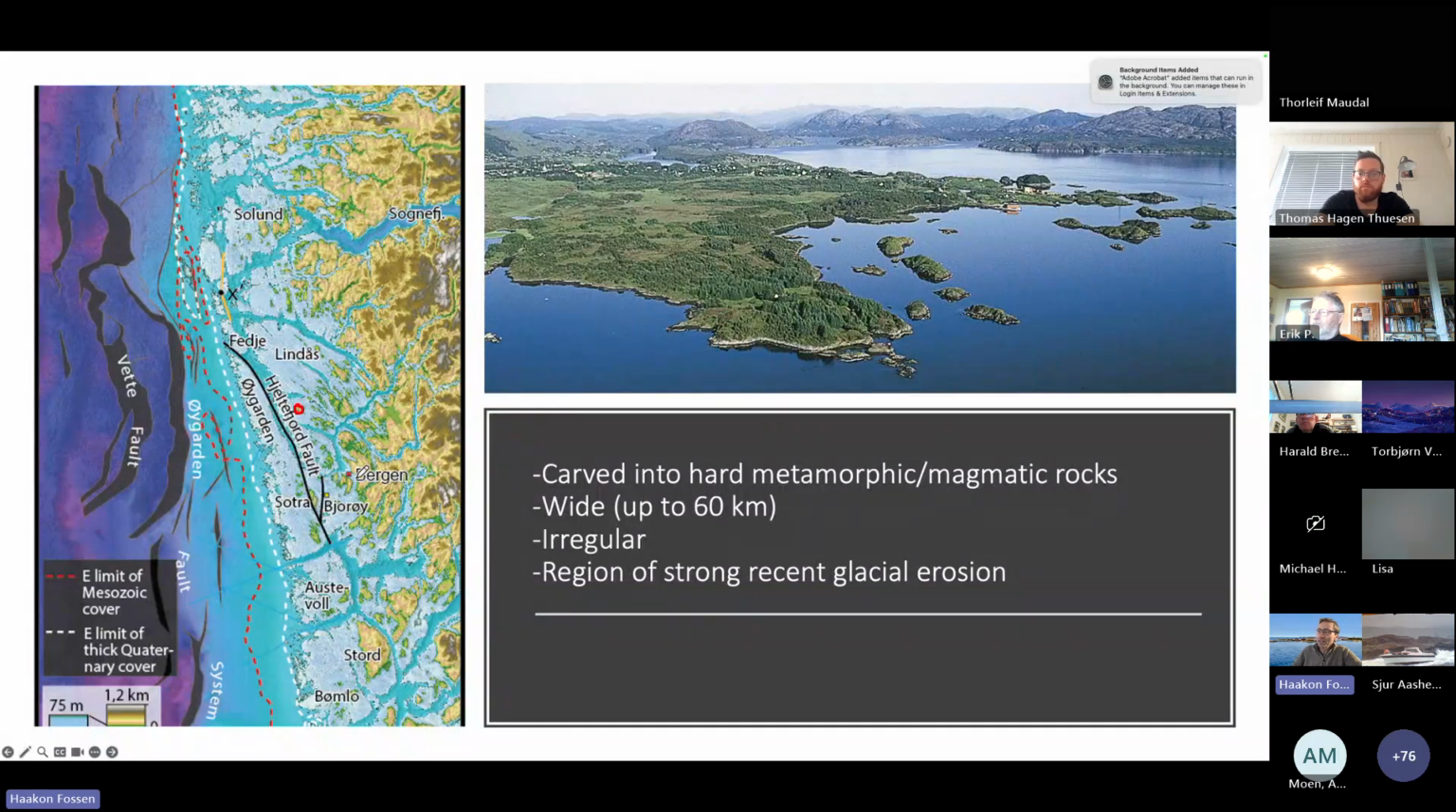So it's not a straight line. It's very curved and complicated in detail, the eastern limit of this strandflat that we have. And it occurs in a region of very strong recent glacial erosion. So that's also an important point, with repeated glaciations, as we know, over the last 2.5 million years or so.